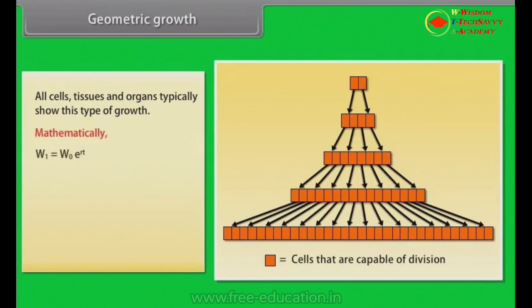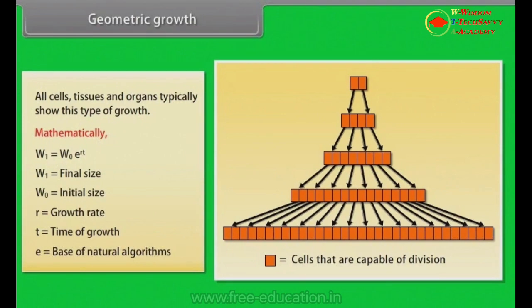Mathematically, W1 = W0 e^(rt). W1 is equal to final size. W0 is equal to initial size. r is equal to growth rate. t is equal to time of growth. e is equal to base of natural logarithms.